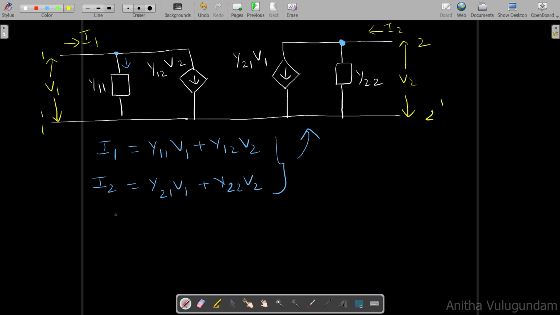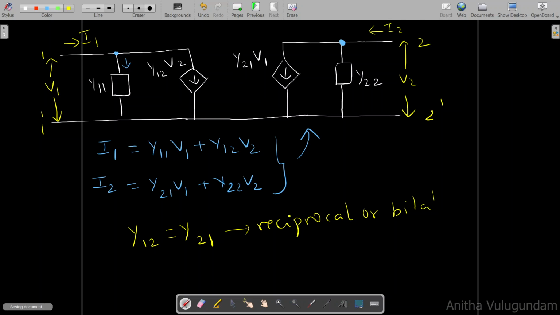And one more point: if Y12 equal to Y21, then the network is said to be a reciprocal network or bilateral network. This is all about the concept of Y parameters.